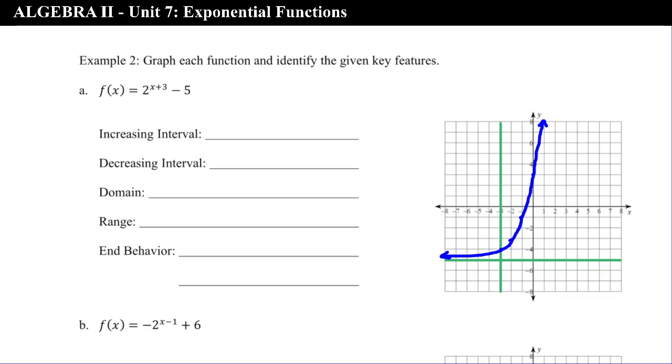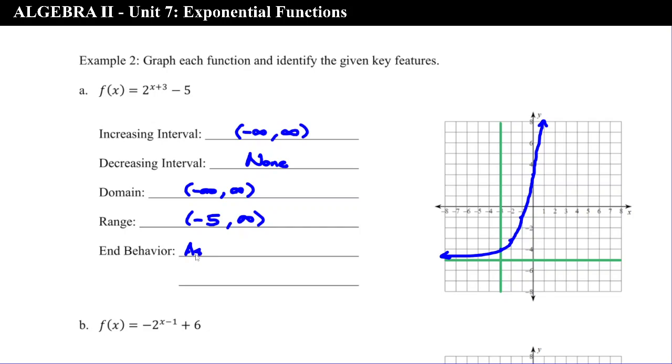All right, so let's talk about some of the key features. Increasing interval. Well, that's happening everywhere. It's increasing from left to right the entire time. It's decreasing nowhere. The domain, left to right, all reals. Now the range, our asymptote is at -5. So we go from -5 to infinity, from bottom to top.